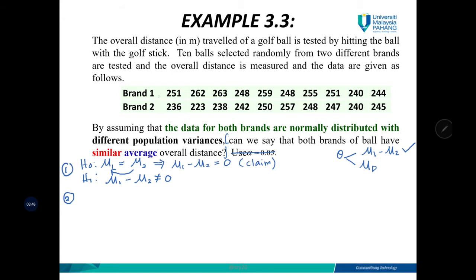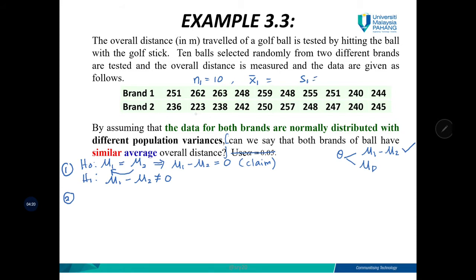From the brand 1 dataset, we can summarize this data by using the notation. Since this is a sample data set, we can look at the question: 10 balls selected randomly means that this is a sample. This means n1 equals 10. By using a calculator, we can get x bar 1 and s1. The same for brand 2.